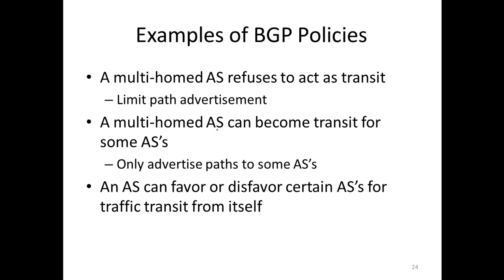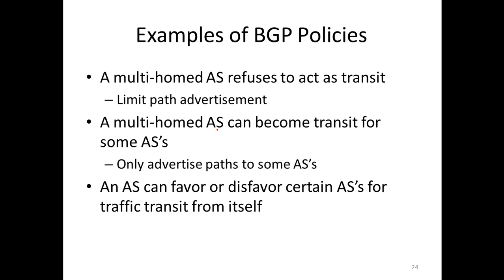And the examples of BGP policies are mentioned over here. You can see that it provides multi-homing. Yes, we have also discussed what multi-homing is, so that concept will be used here as well. A multi-homed AS refuses to act as a transit, so it provides limited path advertisement. So there will be less overhead as compared to other techniques.